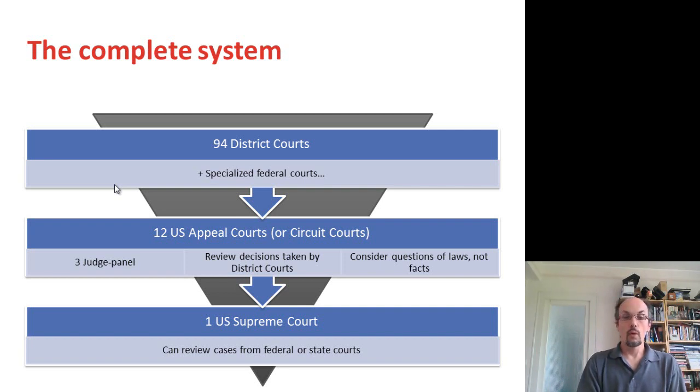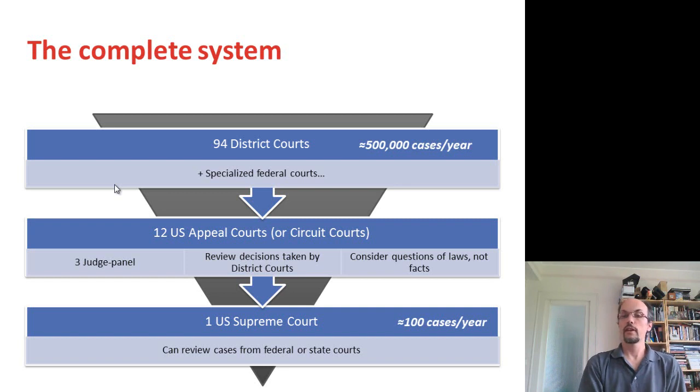And finally, on top of the system, one US Supreme Court, which is on top of the federal system, and we'll see that it's also on top of the state systems. State cases can go to the US Supreme Court eventually.